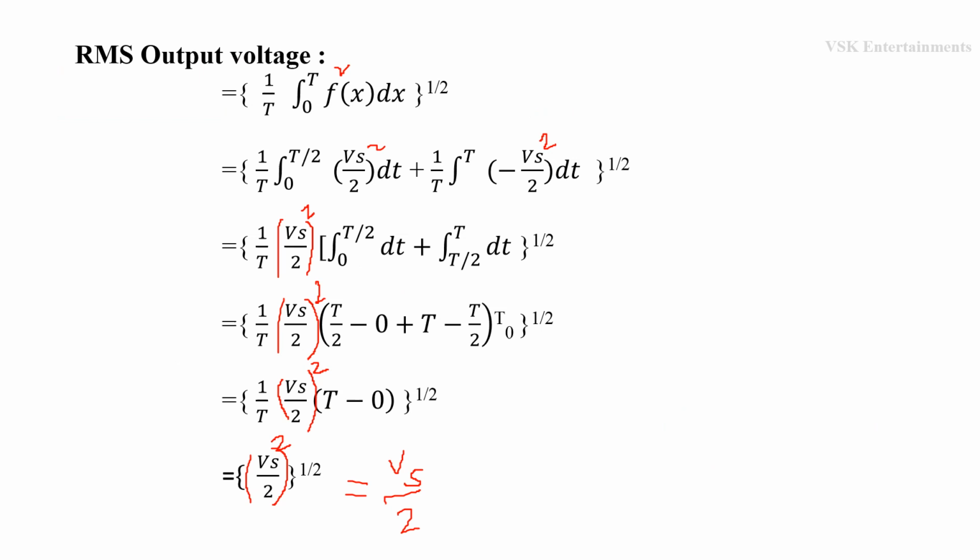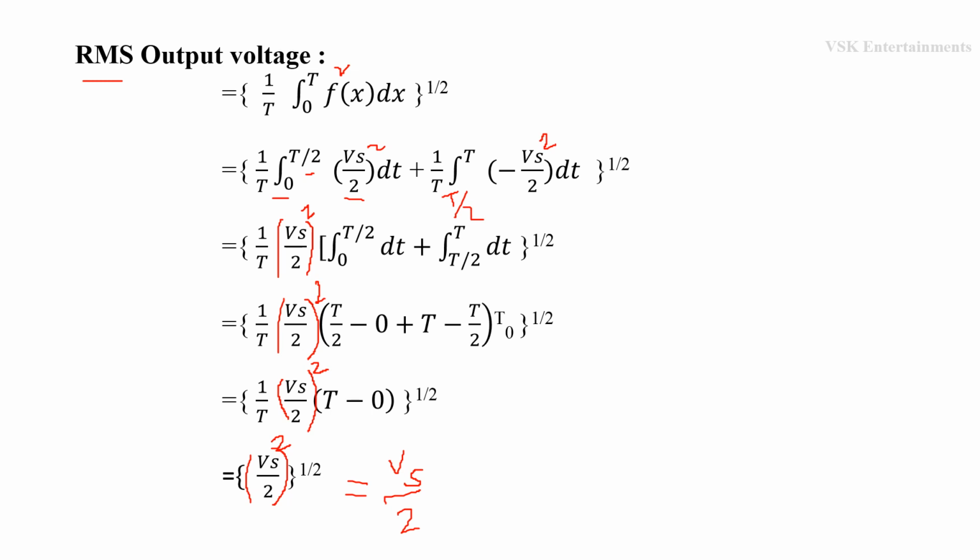Similarly, let us go for the RMS voltage calculation. We already know the formula for finding the RMS voltage, that is square root of 1 by T integral 0 to T of f of t squared dt. Here f of t is the function, that is Vs by 2 for 0 to T by 2 and minus Vs by 2 for T by 2 to T. Substituting all those values, from 0 to T by 2 we substitute Vs by 2 as the function, and similarly from T by 2 to T we substitute minus Vs by 2.